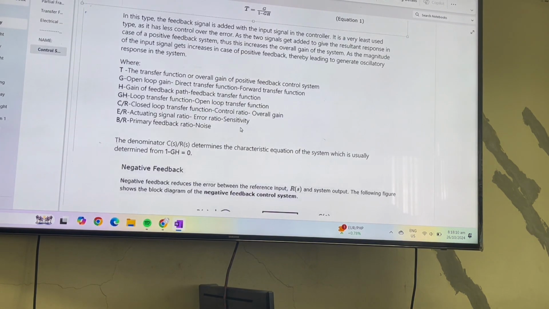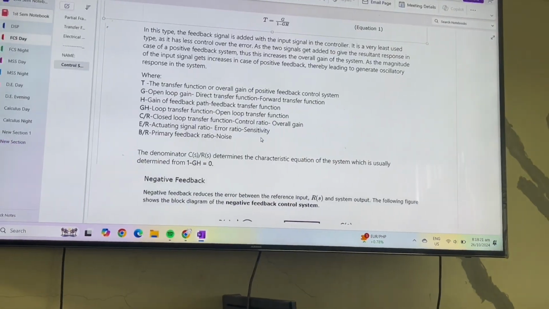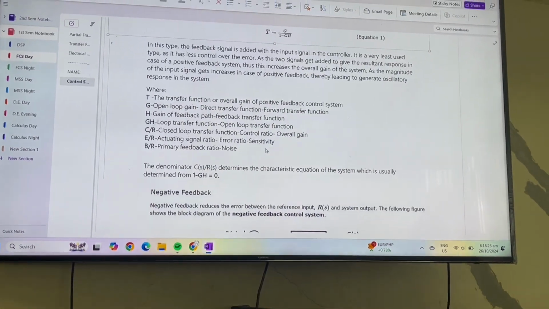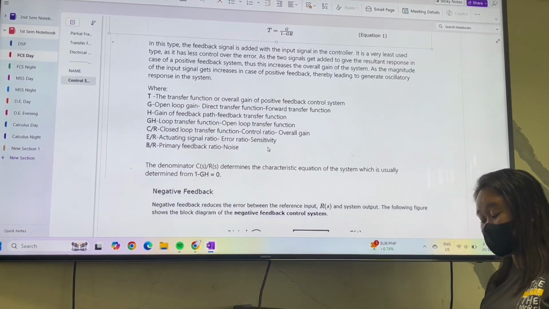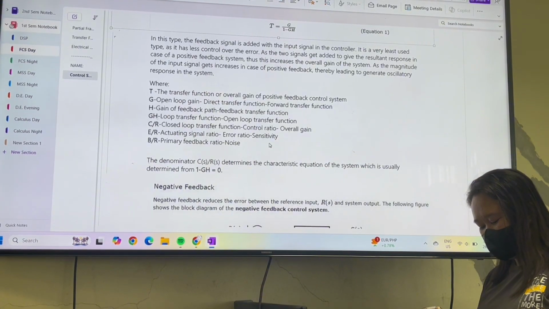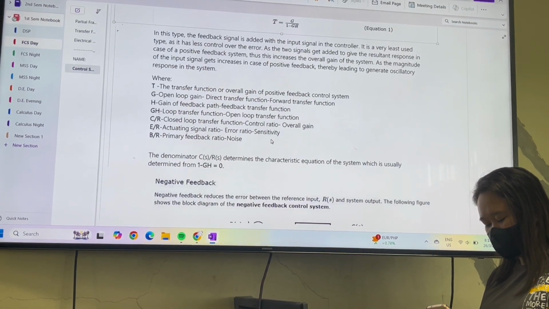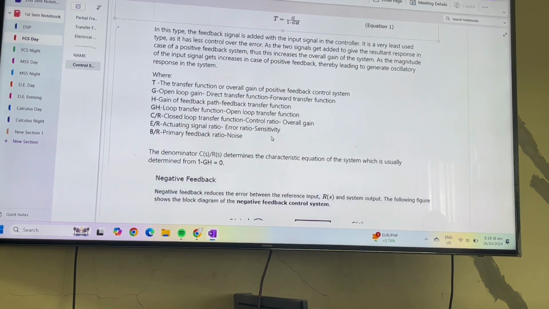Okay na. C over R class is the control ratio. And E over R is the, mas known siya sa mga sensitivity. Pwede po siya tawagon o actuating signal ratio or the error ratio. And for B over R, that's the primary feedback ratio.